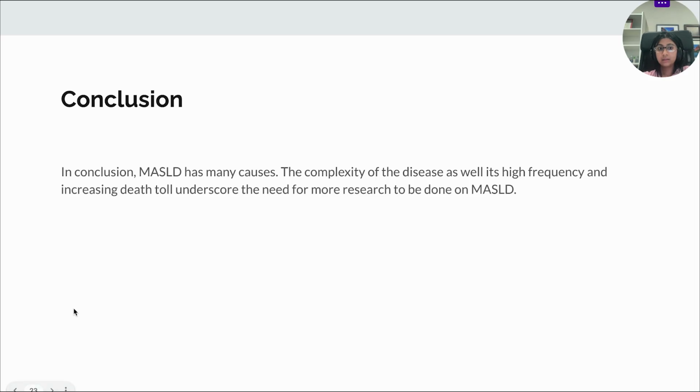Conclusion. To conclude, MASLD has many causes. The complexity of the disease, as well as its high frequency and increasing death toll, underscored the need for more research to be done on MASLD.